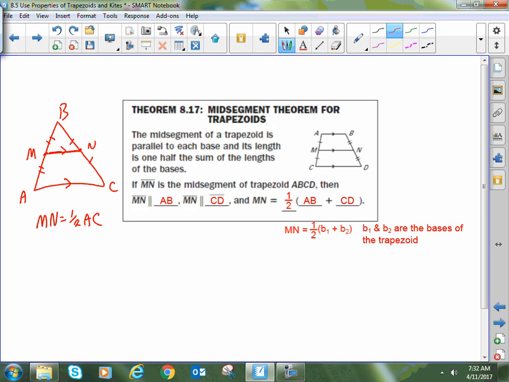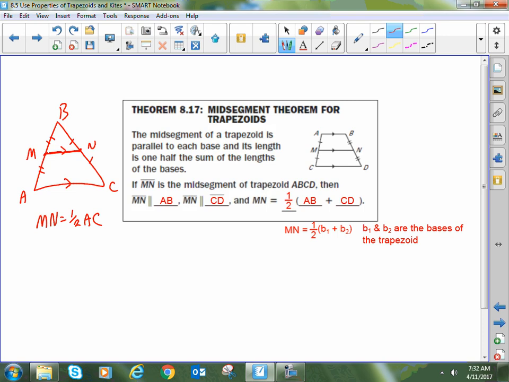Well, a midsegment of a trapezoid has similar features, but they're not identical. Just like in the triangle, the midsegment will be parallel to the bases of the trapezoid. So MN is going to be parallel to AB, which is parallel to CD. We're not going to spend too much time on the parallel aspects, although you might want to look at the angles sometimes, so knowing that they're parallel could be helpful. But particularly what we're going to be looking at is figuring out how long something is using the relationship between the lengths of the bases and the midsegment of a trapezoid.